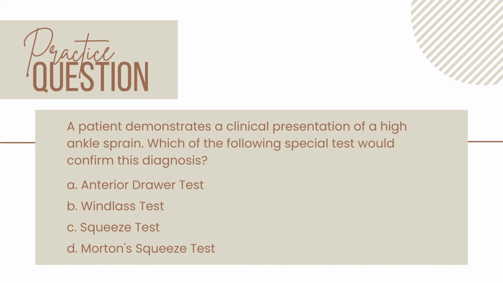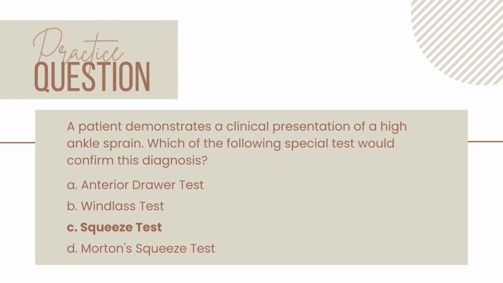Squeeze test, that is for high ankle sprain. And then Morton's squeeze test, this was kind of a distractor answer because it has squeeze in the name, but the Morton squeeze test, remember, is for assessing for Morton's neuroma. You'll be squeezing the forefoot, not the tibia and the fibula, to assess for high ankle sprain. So C is the correct answer. Squeeze test is looking for a high ankle sprain. Morton's squeeze test is a little different because that's looking for Morton's neuroma.